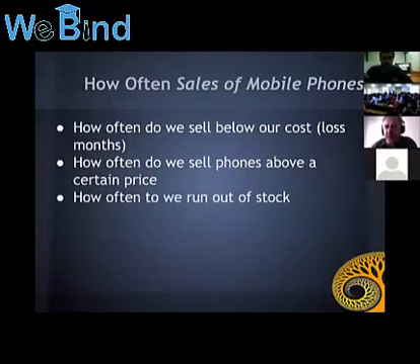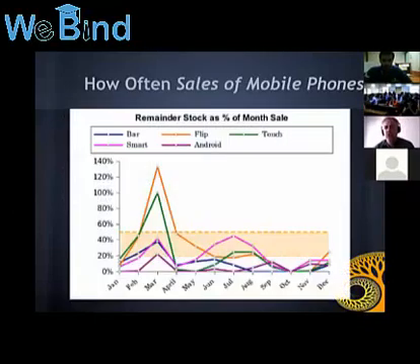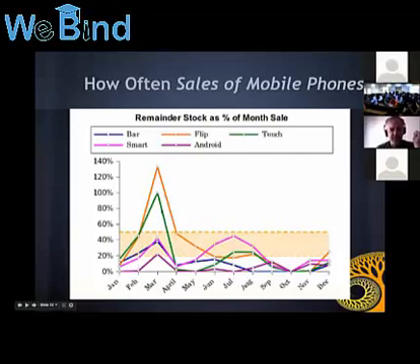That's also an interesting question. When you run out of stock, you cannot sell. Someone comes to your store and you say, sorry, we're out of stock of Android phones, and that's a loss of business. And this is what we're going to do now. One of the analyses I did about how often he sells is how often do we run out of stock. And what I plotted here is the remainder stock as a percentage of the last month's sales. So what it means is that in February, for example, the touch phones, the green line here, we're slightly above 40% in stock of the total number of flip phones we sold in January.